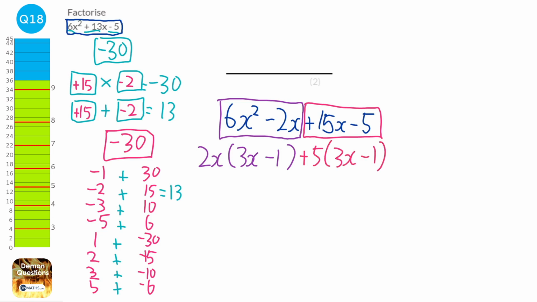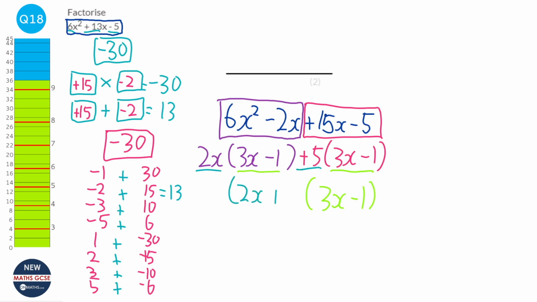Okay, these two brackets, it's not a coincidence they're the same. They have to be the same, and we just write them once. They are one of our brackets. If they're not the same, it means you've made a mistake somewhere. And we get the 2x and the plus 5 together. So in total, we have the first bracket, which is 2x plus 5, and the second bracket, which is 3x minus 1. And actually, the brackets can be either way around.